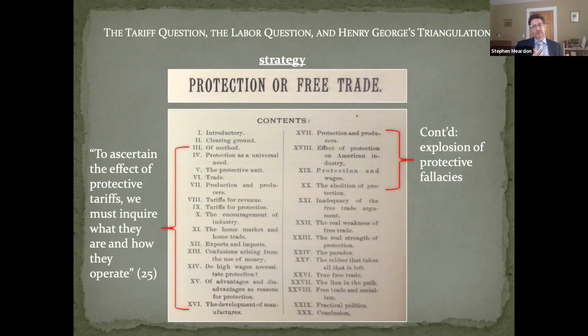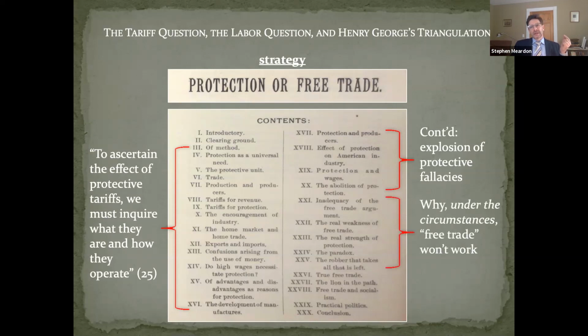But then, so far as he uses that in part to explode protective fallacies, by speaking of the fallacy of the balance of trade or imbalance of trade doctrine, the particular problem that an imbalance of trade represents, or the pauper labor argument for protection. And none of this is original. All of this was in the air. It was pretty commonplace.